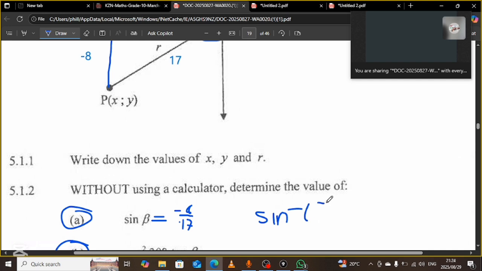Are you sure? Did you punch arc sine of 8 over 17? And what are you getting? 32.23. No way. Press that, and then press arc sine of negative 8 over 17 on your calculator. I want to see what you get now. It's negative 28.07. That's supposed to be your answer there.